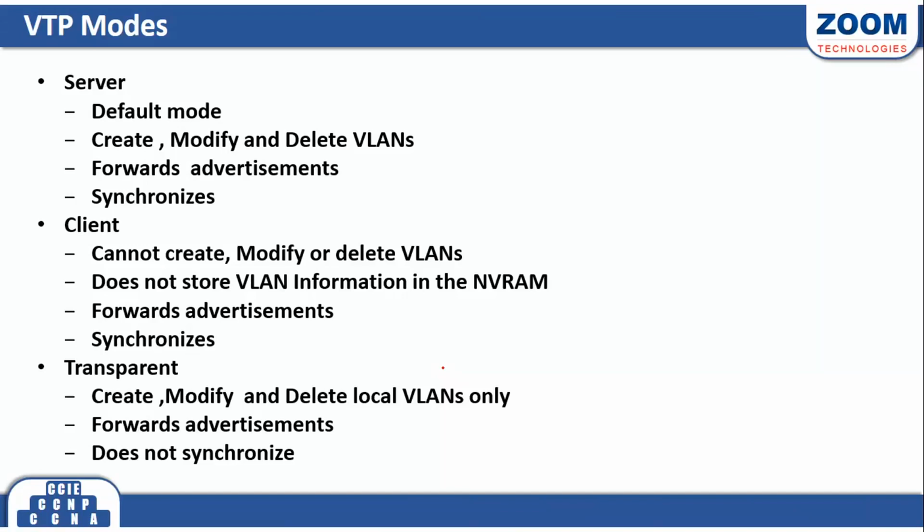Then what happens? In the server switch, if we create VLANs, all VLANs will replicate into the clients. The one which is transparent does not synchronize. Means if we create VLANs in the server, that will replicate only into clients, not into transparent. In transparent, we can create VLANs, but if we create VLANs in transparent, they will not replicate to any other clients or any other server. In transparent, we can create, modify, delete VLANs only locally.